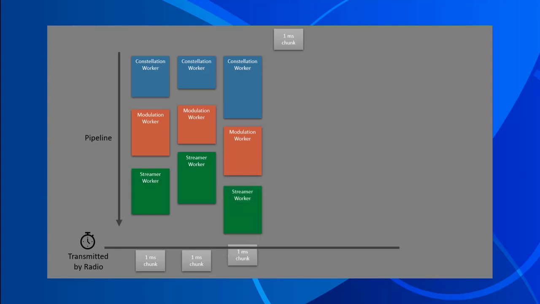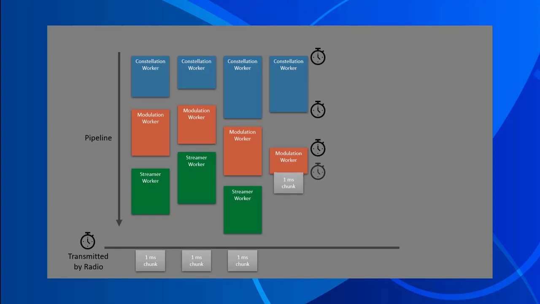stage of the pipeline. So, when the constellation worker begins working on a chunk, the time prior to that chunk being transmitted is recorded. The same happens when the constellation worker completes the work on that chunk. This process is repeated for the modulation worker and streamer worker. These start and finish times for each worker are displayed on the graph by connecting the start time to the finish time with a solid line. These colored lines indicate when a worker was busy: blue for the constellation worker, red for the modulation worker, and green for the streamer worker.